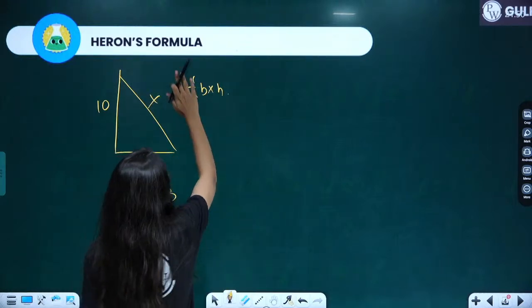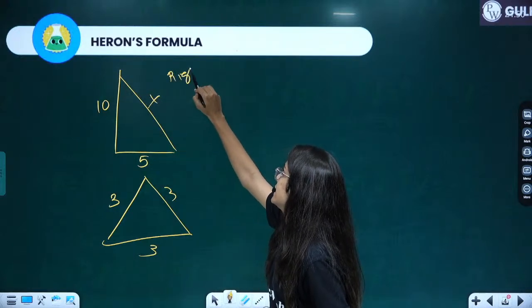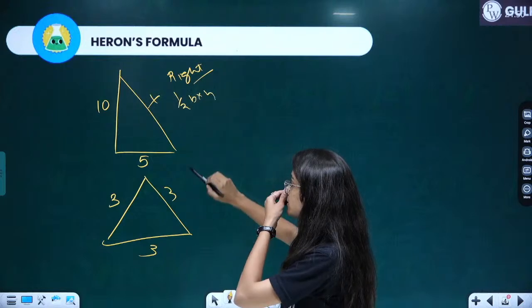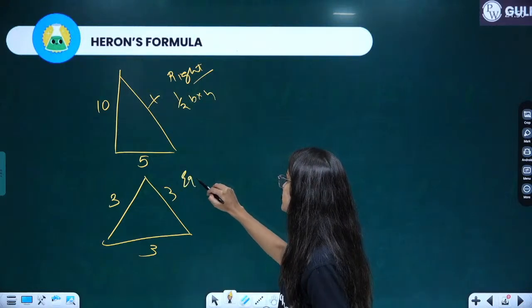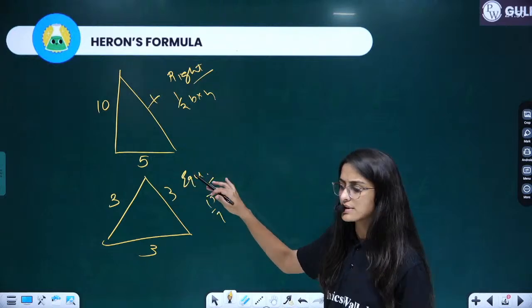Root 3 by 4 a square. So which type of triangle is this? This is a right angle triangle, where you are using half into base into height. This is an equilateral triangle, where you are using root 3 by 4 a square. I'm just writing it in a rougher way.